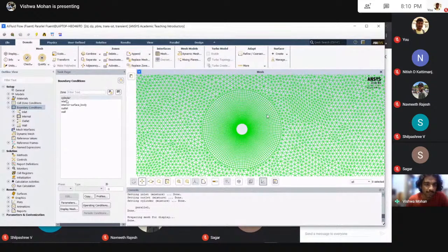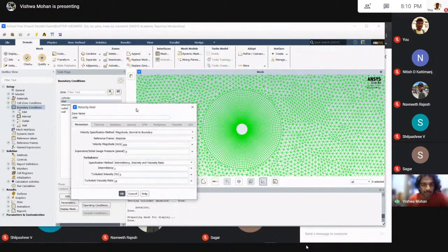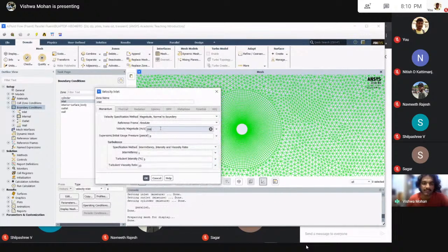Okay. So name selections that you did, the interior of the body, the inlet, the outlet, the walls, the top and bottom walls that you selected, the cylinder. So how do you set the boundary conditions? So for inlet, let's try to edit the inlet. So editing it. Yeah. So for inlet, you see I'll set a velocity of 200. So 200 meters per second the fluid is coming.